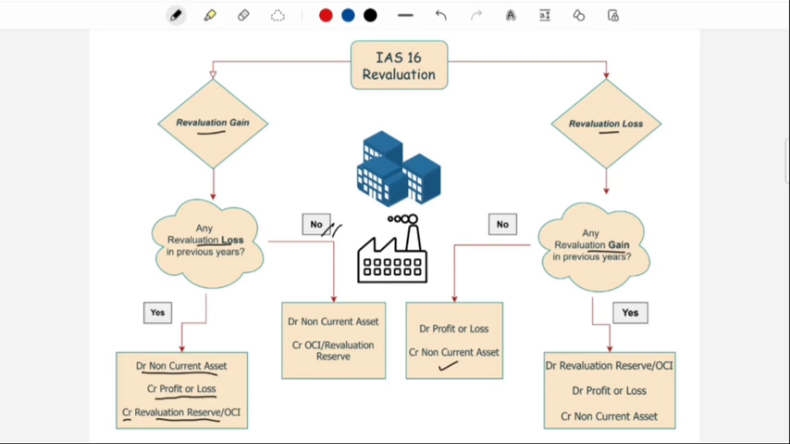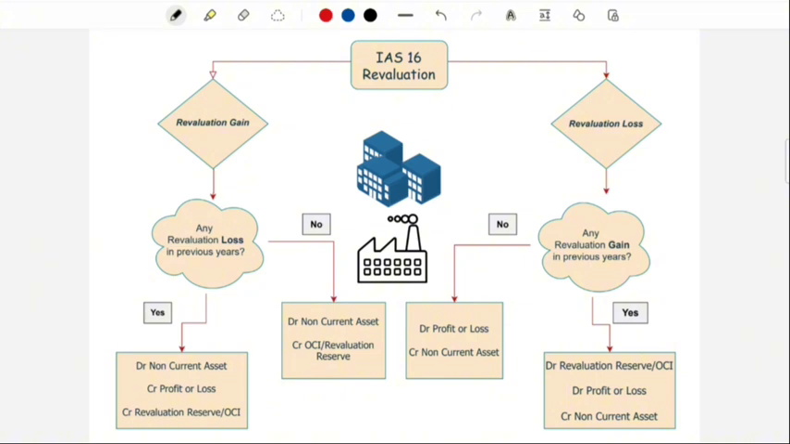But if you had a revaluation gain, you will reverse that gain which you had made by debiting the revaluation reserve, and then you will take the remaining loss and debit the profit or loss, and then you will credit the non-current asset to reflect the revaluation downwards. So if you want to take a screenshot of this flow chart, you can do this. Let me just clean this up, and I will be providing you a great summary to help you understand the rules of the revaluation. I hope this session was helpful to you.